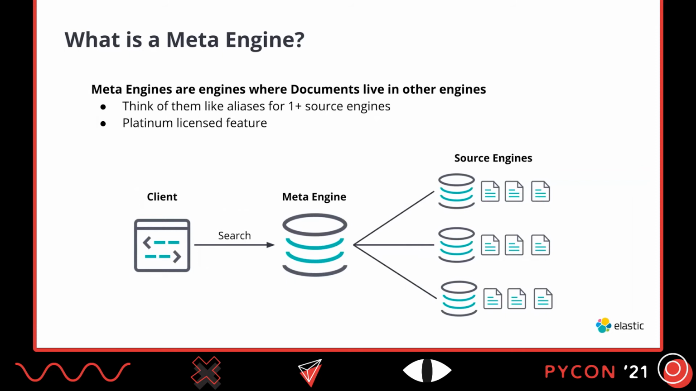Meta engines are nice to have when implementing the recurring indexing task. Basically, it provides an unchanging name which searches can be sent to, where the actual data lives in different engines. A meta engine's documents are stored in engines called source engines. Source engines can be added and removed from the meta engine without interrupting the search experience. Meta engines are a Platinum license feature, so you'll have to access them on Elastic Cloud, or if you have a Platinum license on a self-managed instance.